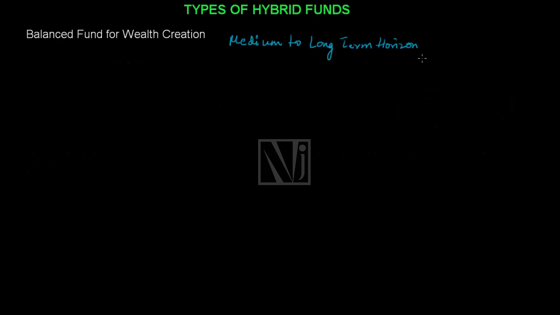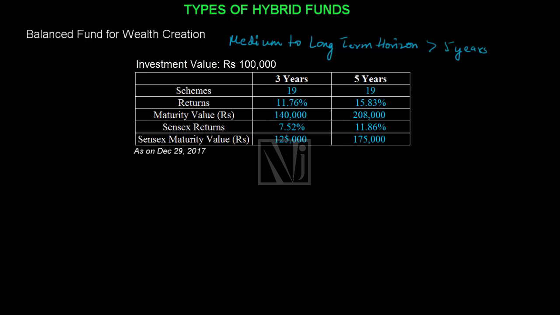For investors who have a medium to long-term investment horizon, like greater than 5 years, a balanced fund can be a good wealth creation opportunity. These are the performance stats of balanced mutual fund schemes for 3-year and 5-year periods. This table shows that balanced funds have been able to generate around 4 to 6% more than the Sensex over these time periods.